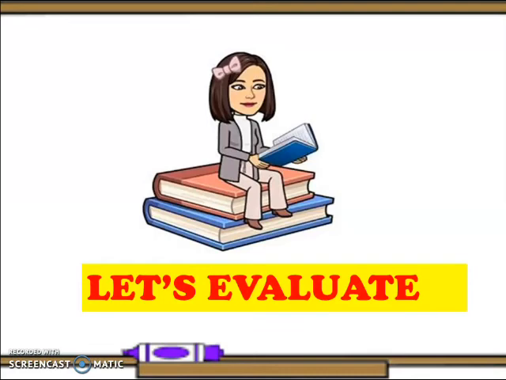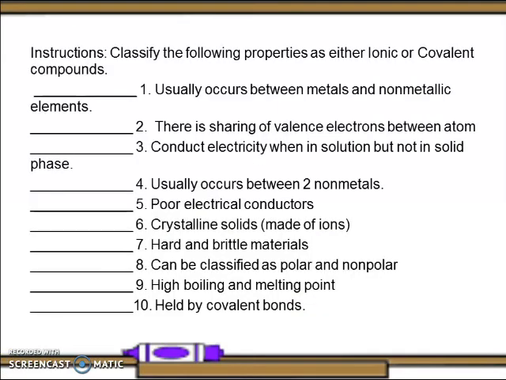To check your understanding, answer the following. Write your answer in a notebook. Classify the following properties as either ionic or covalent compounds. Number 1, usually occurs between metals and non-metallic elements. 2, there is sharing of valence electrons between atoms.